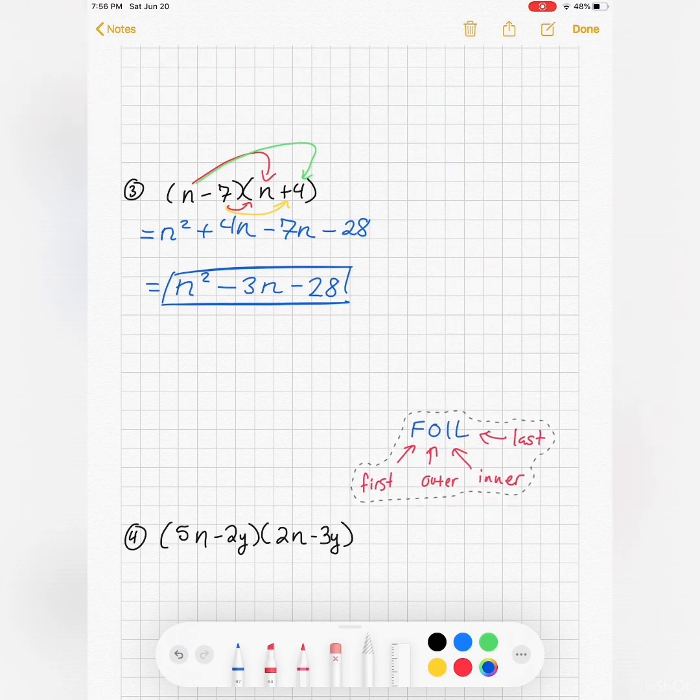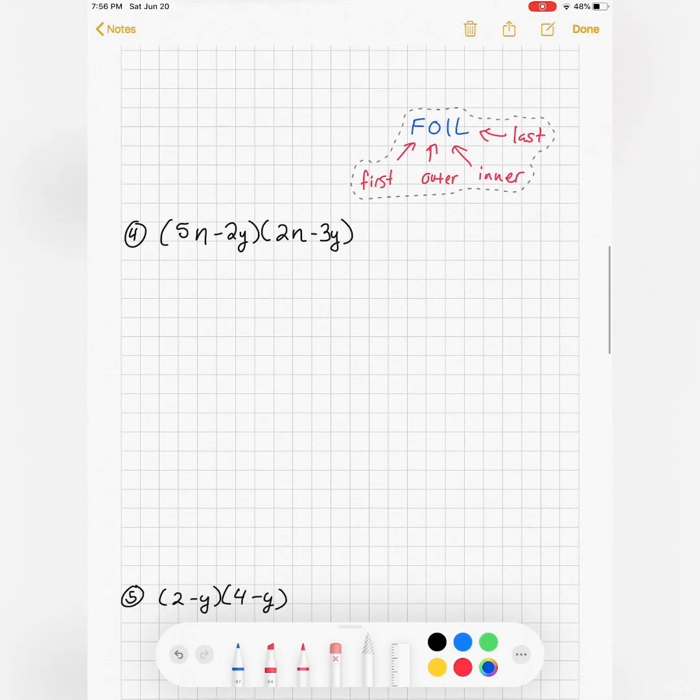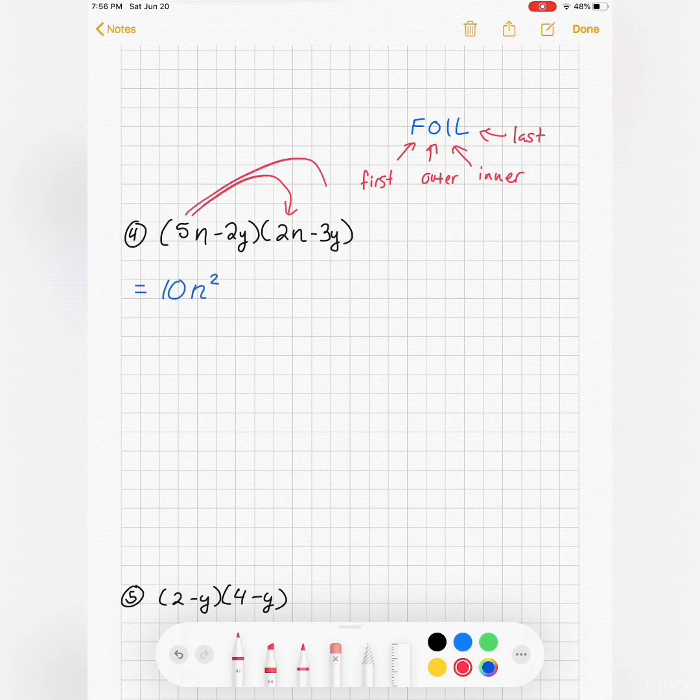I'm going to use the same FOIL process down here. Okay, first, 5 times 2 is 10. n times n is n squared. Outer, minus 15, and then we have ny.